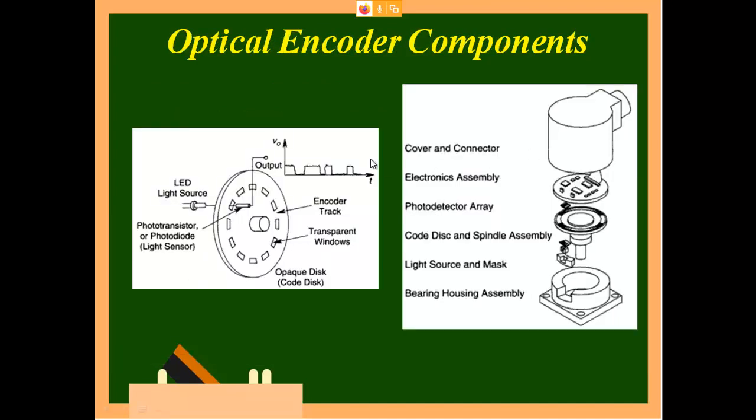So you should have a total covering for this, that is this outer covering box. Then the signal which is coming from here will be weak, you have to do all sorts of amplification. For that you will have a circuitry board which is called the electronic assembly board. Then the photo detector array, which is this particular device which is going to detect, that has been drawn here. Then comes your disk, which is written as coded disk or spindle assembly. So this is the coded disk.